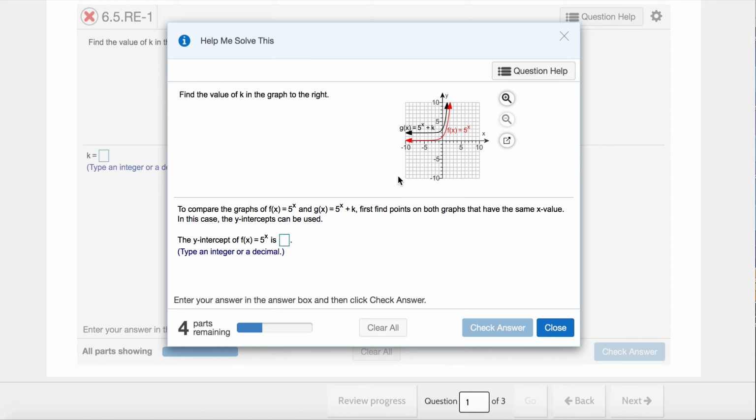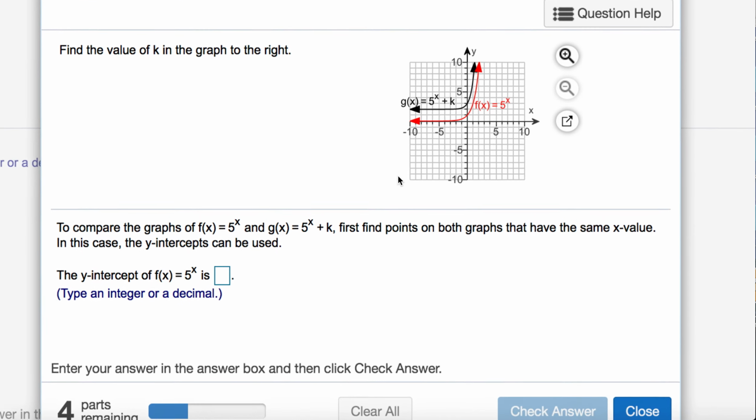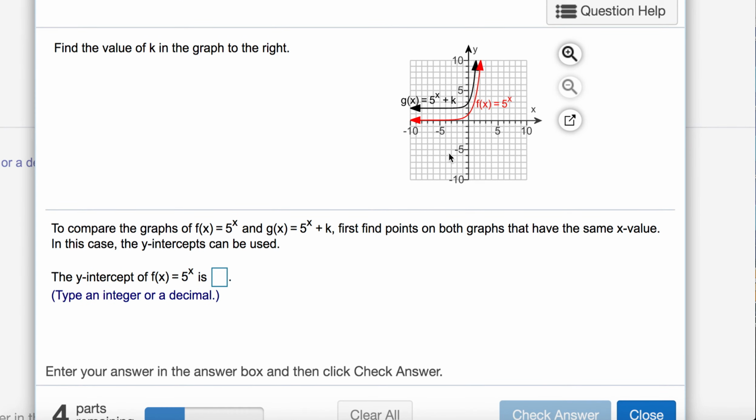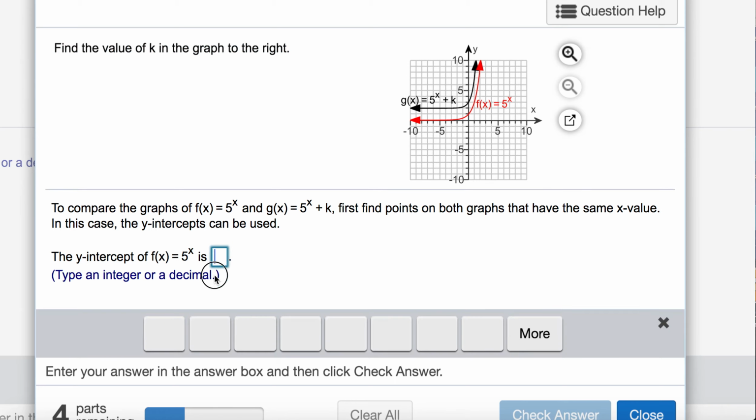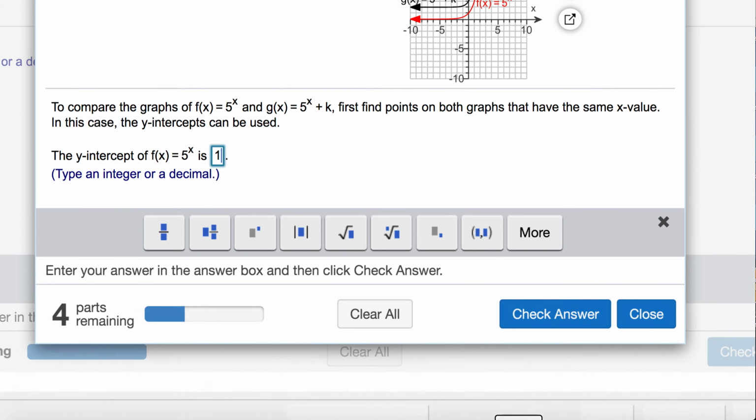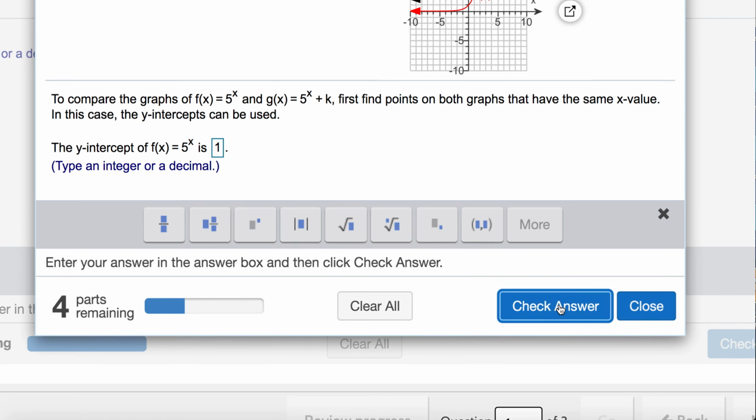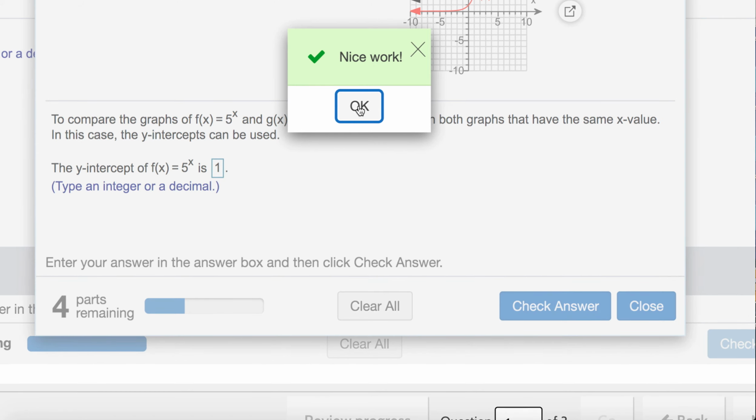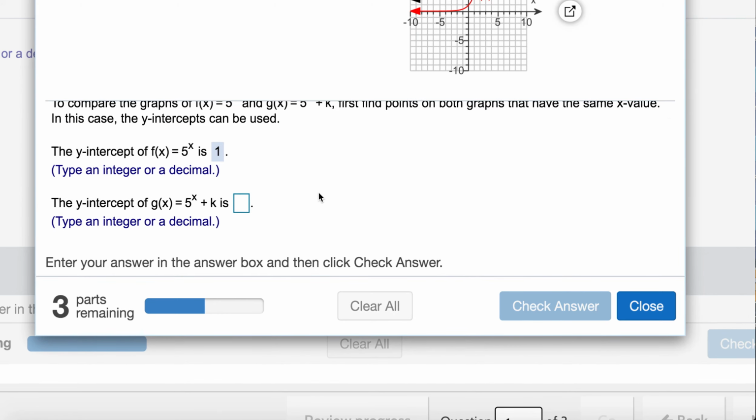Now you can see here. So this is the function, the red one, right? The red graph represents the function f(x) equals 5 to the power of x. Now, what do you see? The y-intercept in this case is 1. So just enter 1 here, whatever you observe, right? Okay, let's check the answer. It is 1. Good.